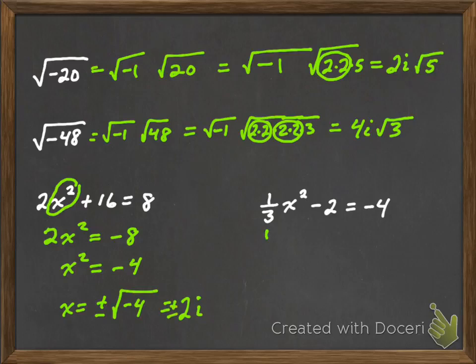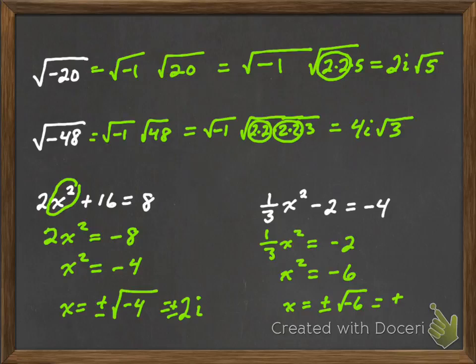All right, so the next one, you're going to add 2 over to the left side. Negative 4 plus 2 is negative 2. We'll then multiply by 3, which means x squared equals negative 6. And so x is equal to plus or minus the square root of negative 6. The negative comes out, which makes it plus or minus i root 6.